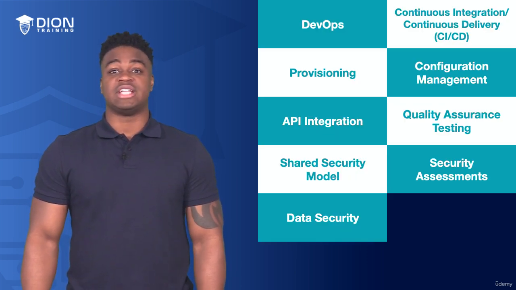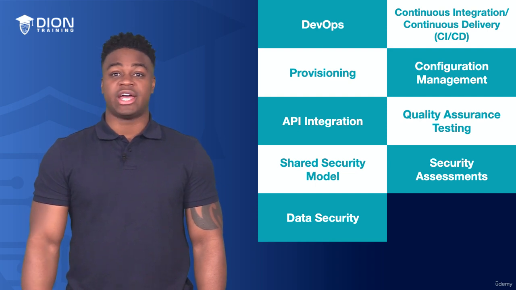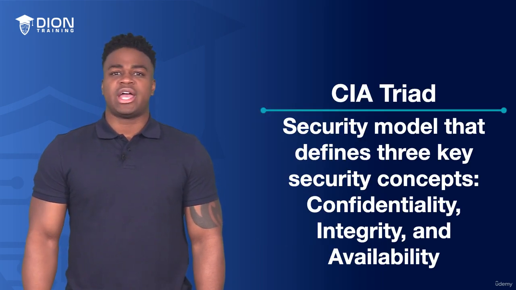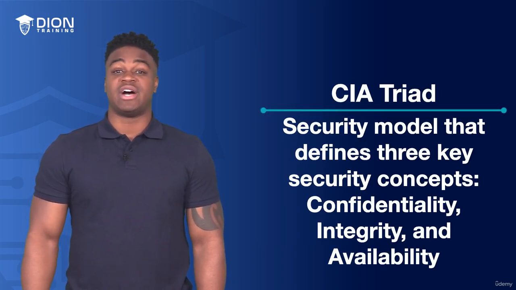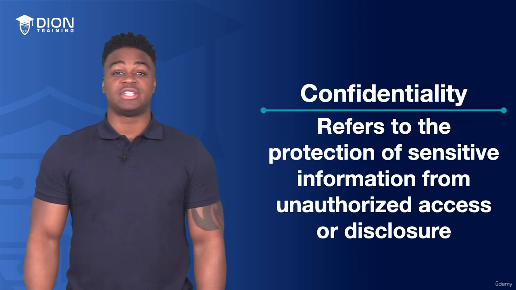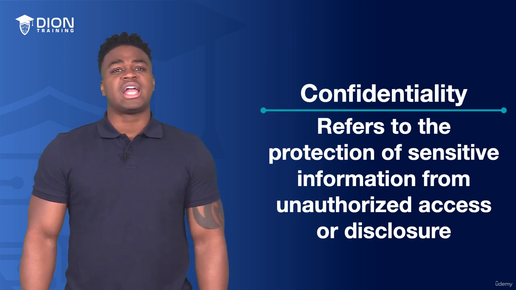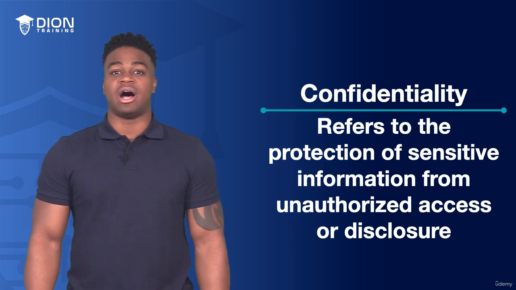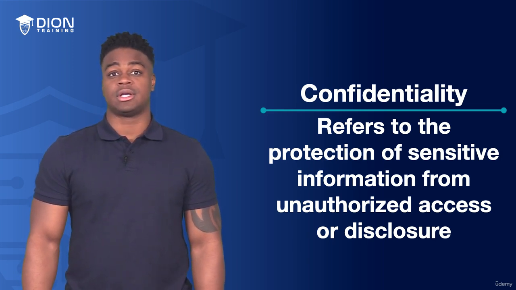Then we'll discuss data security in the cloud, which includes the CIA triad. The CIA triad is a widely accepted security model that defines three key security concepts: confidentiality, integrity, and availability. Confidentiality refers to the protection of sensitive information from unauthorized access or disclosure. Confidentiality measures are used to ensure that data can only be accessed by authorized users or systems.